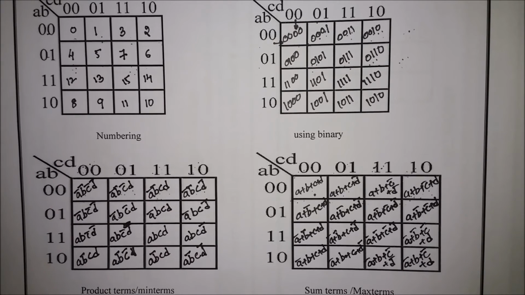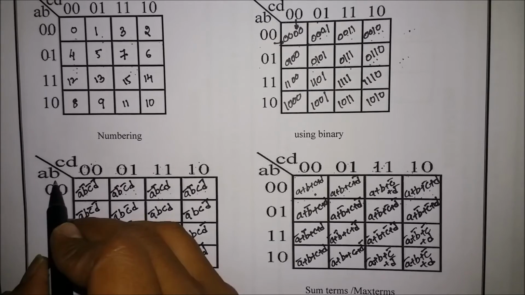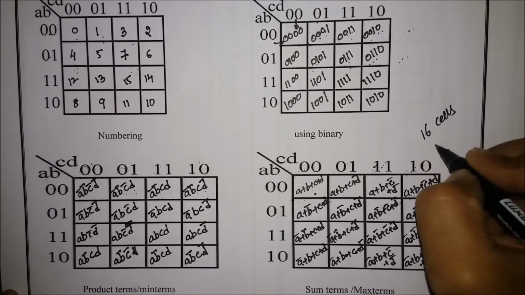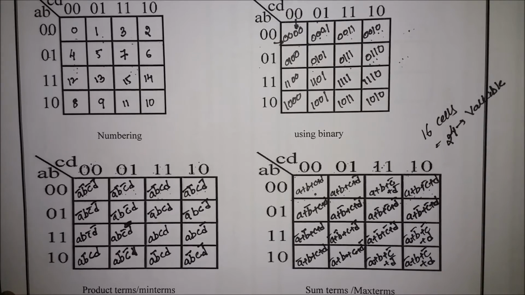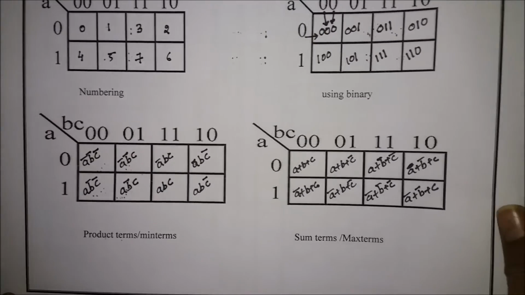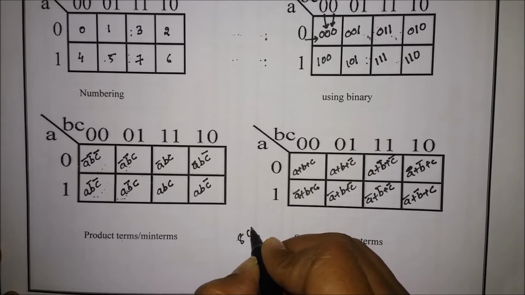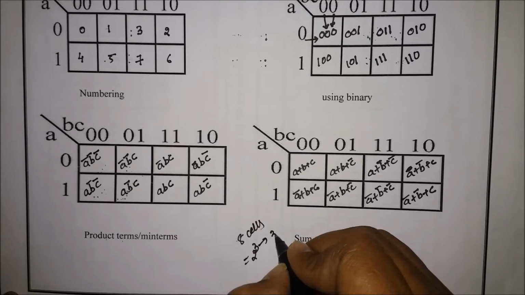So this is how we are going to represent all the k maps, like 2 variable, 3 variable and 4 variable. Now whatever the things we have observed here, for 4 variables we are using total 16 cells, that is nothing but 2 power 4. This 4 represents your variables. And coming to your 3 variable k map, we are using 8 cells, that is nothing but 2 power 3. So here 3 variables.